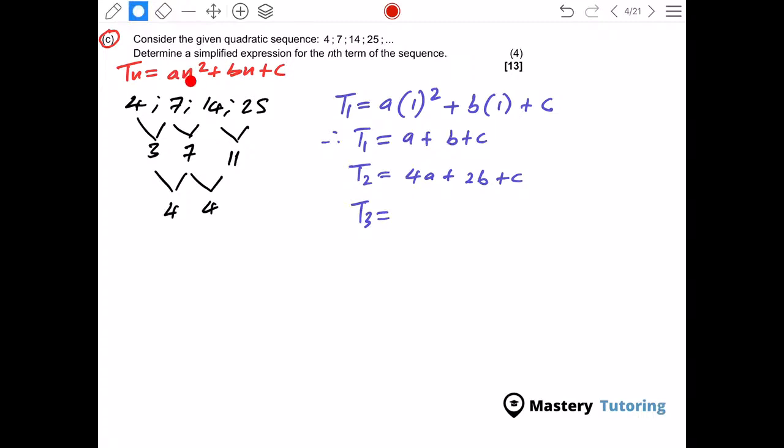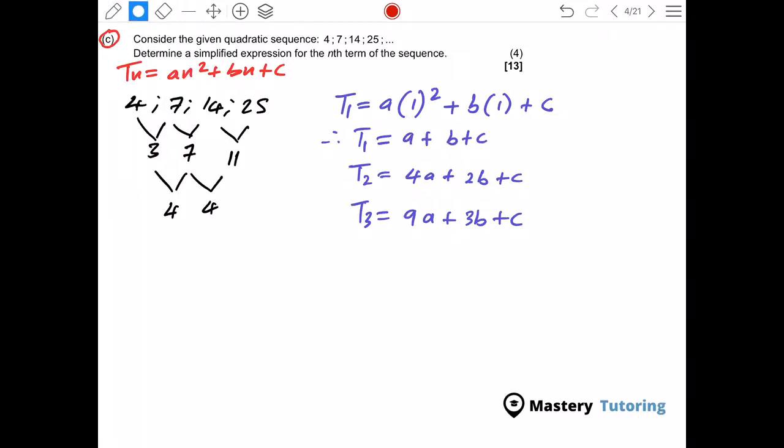And then lastly, term number 3. Where there's n here, we're going to put a 3. When you substitute 3 here, it's going to be 3 to the power of 2, which is 9, times A is 9A. So you have 9A plus, you put 3 here, 3 times B is 3B plus C. Okay, we're done with this step now.